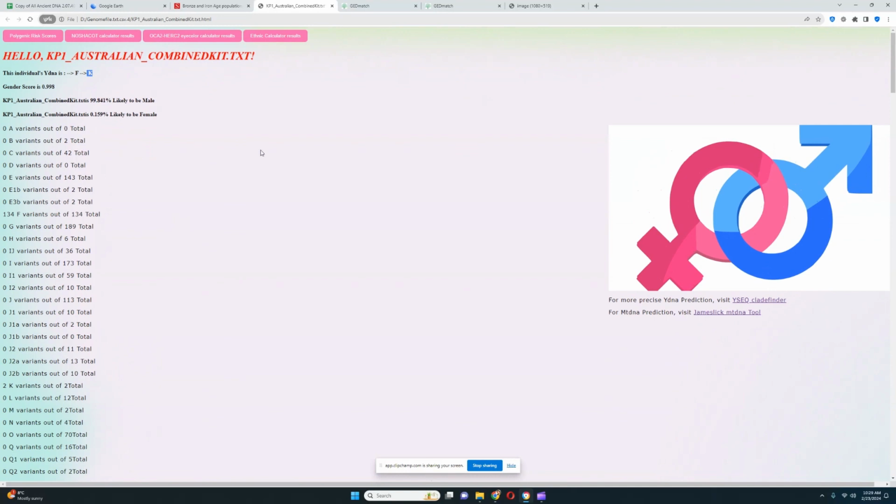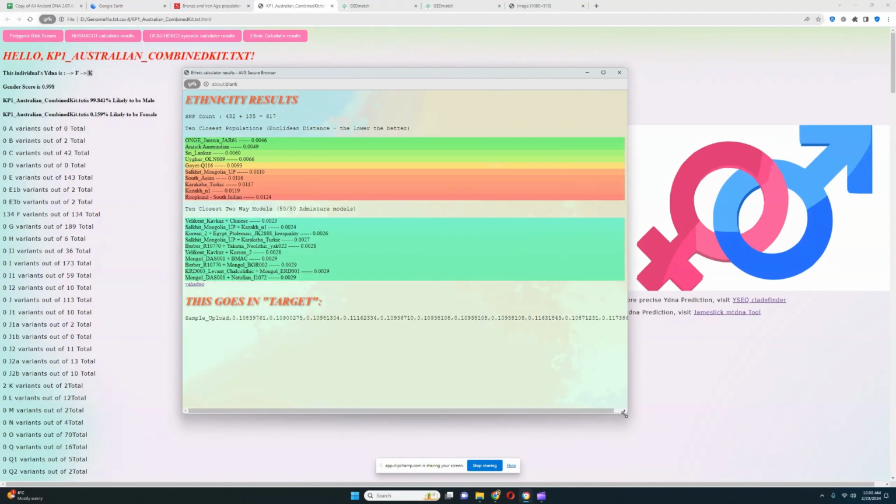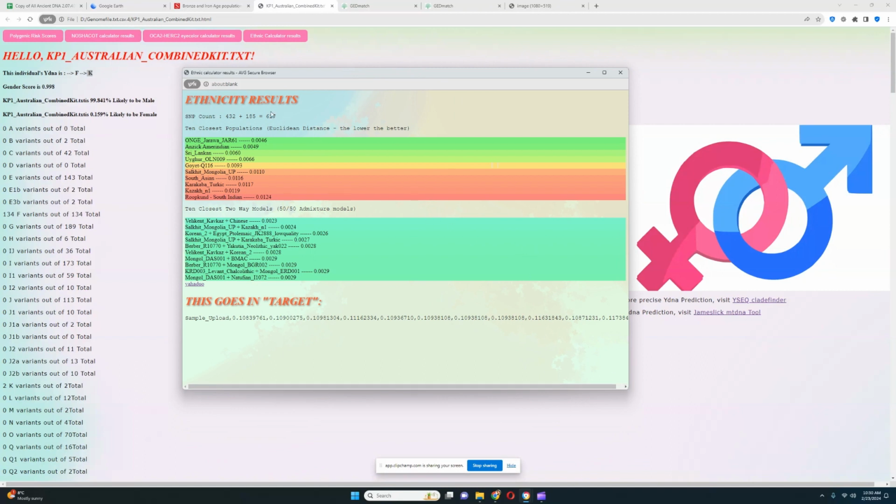All right, we're going to go to the ethnic calculator results and GD match results. Let's start with my trait predictor ethnic calculator. This calculation was based on 617 SNPs, so it's a really good prediction. The closest group to him is Onge, Andamanese Islander, followed by Anzick Amerindian, followed by Sri Lankan, followed by Uyghur. And what's interesting, there's even Goyet.